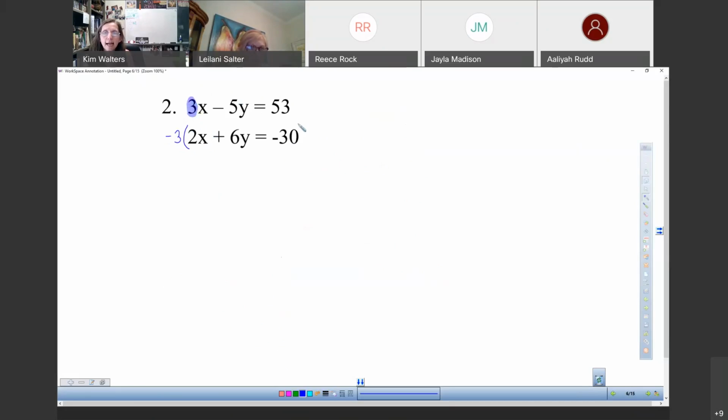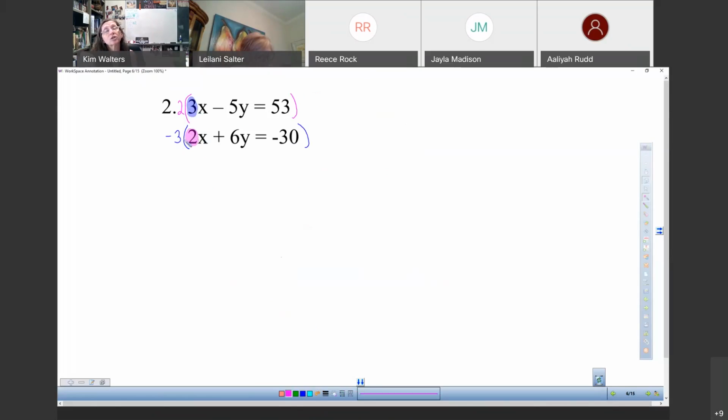Now, notice that I made it negative because both of my x's are positive, so I need one of them to be negative. The next thing I'm going to do is look at the number in front of x in the second equation, and multiply that number times the first equation. So I'm going to do 2 times the first equation and 3 times the second equation, but I need one to be positive and one to be negative. It will always work for elimination.